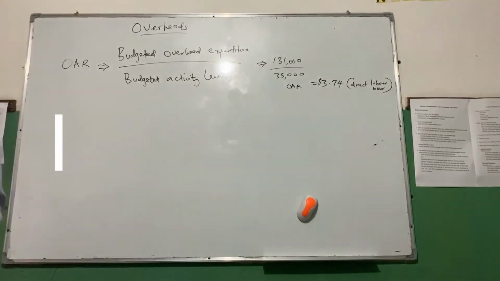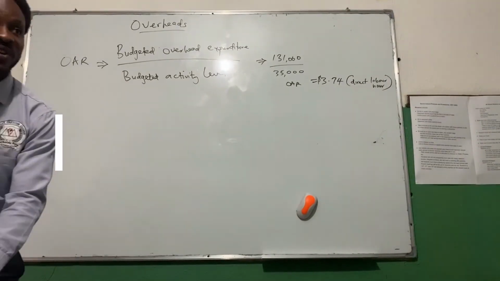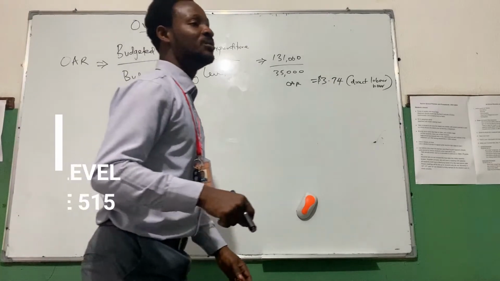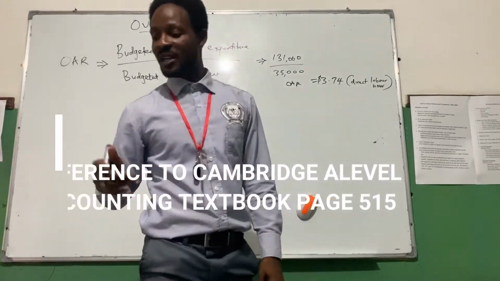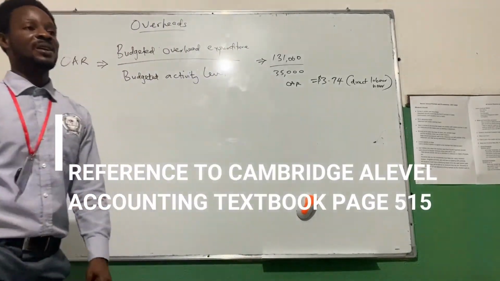The question you have is covered on page 515. They deliberately gave you the information for labor hours and machine hours.